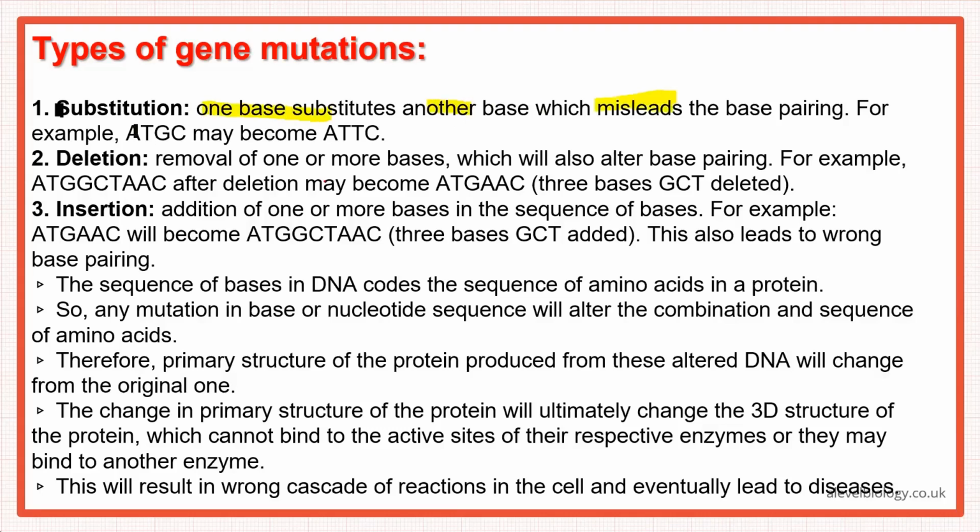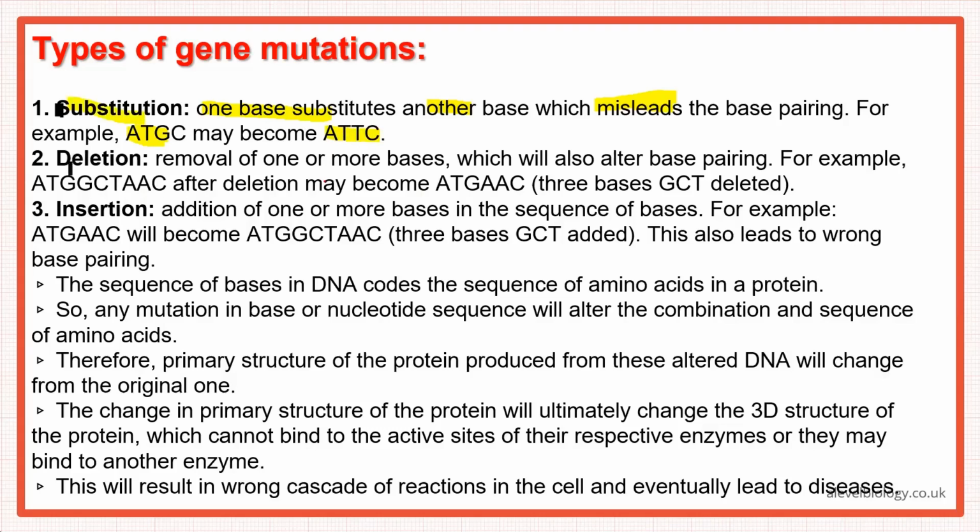For example, if you're reading it as a triplet, like ATG, see, this G has been substituted by T in this case. So now it is ATT, right? So this is only one base substituting another base. This is what is known as substitution, right?